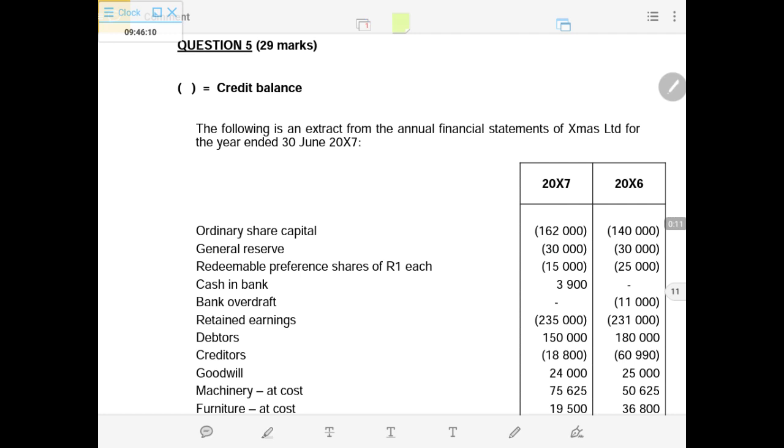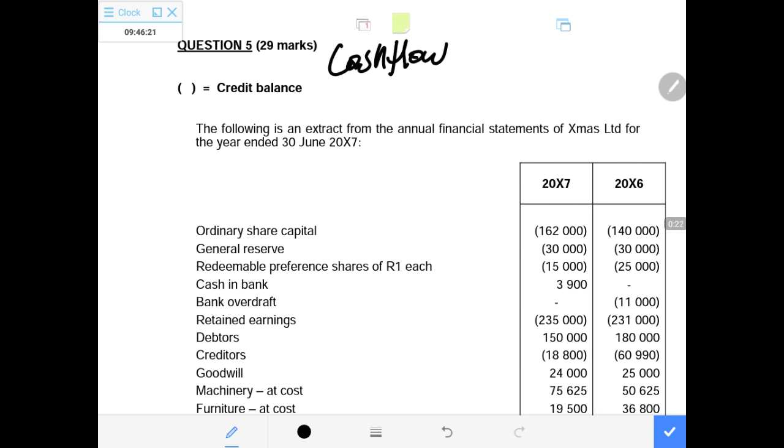9:46:08. Now, this is a question on the statement of cash flows, or cash flow statement. It is at a third year level at a university of technology. At other institutions, it might be at second year; it will differ from one institution to another. But there are many common things about cash flow.